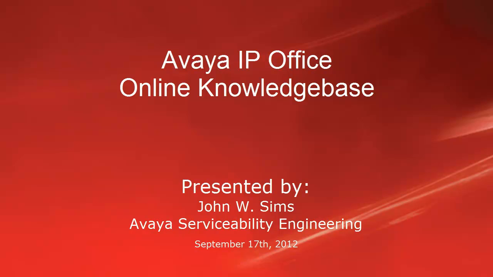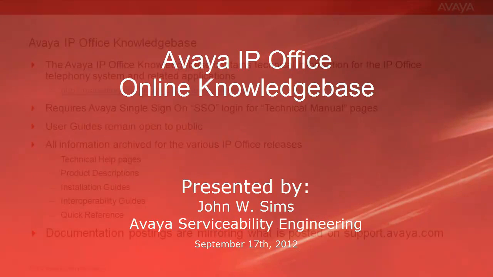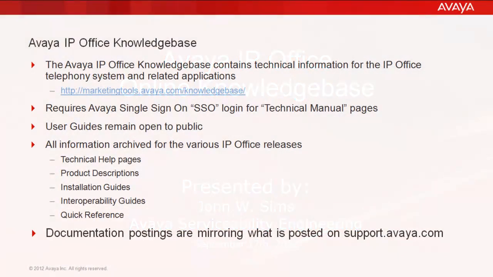In this video, we'll take a quick tour of the Avaya IP Office online knowledge base. First, some notables about the knowledge base, which contains technical information for IP Office, the telephony system itself, and all the related applications. As you see there, under that first bullet, there's the hyperlink. The URL for the knowledge base is marketingtools.avaya.com/knowledgebase. It does require Avaya single sign-on or SSO login for the technical manual side of the knowledge base.